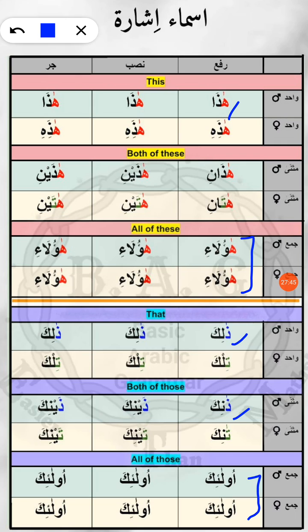All right, and you can see the classic musanna suffixes for these: hazani, hazaini, hazaini. Similarly, hatani. Now this ta tells us that this is feminine. Okay, so hatani, hataini, hataini.